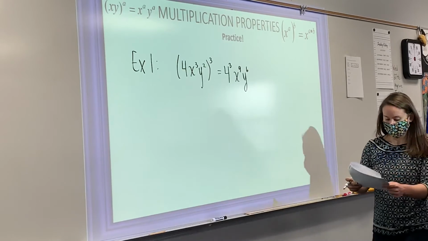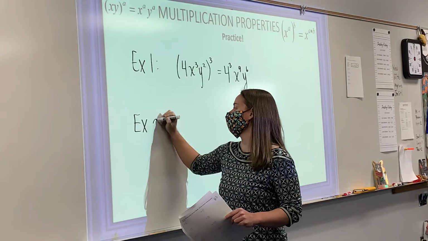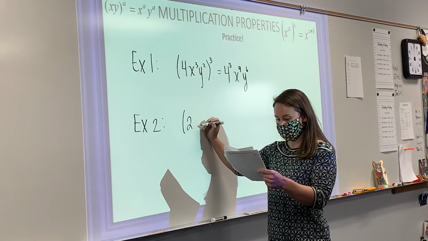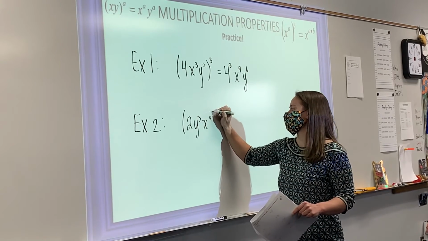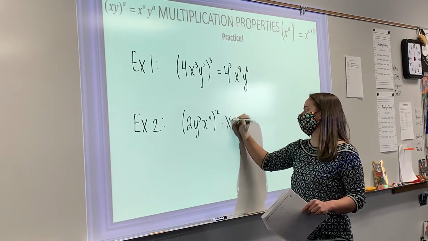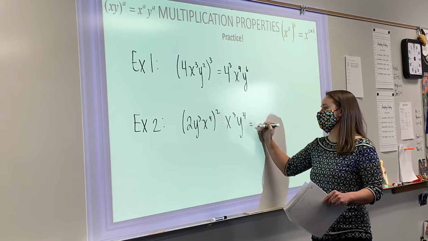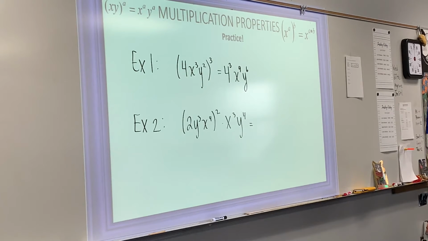Okay. Let's make it so that we have to use all 3 of those rules in example 2. So we've got, let's do a (2y cubed x to the 4th) squared times x cubed. Notice how I basically have something beyond the parentheses.